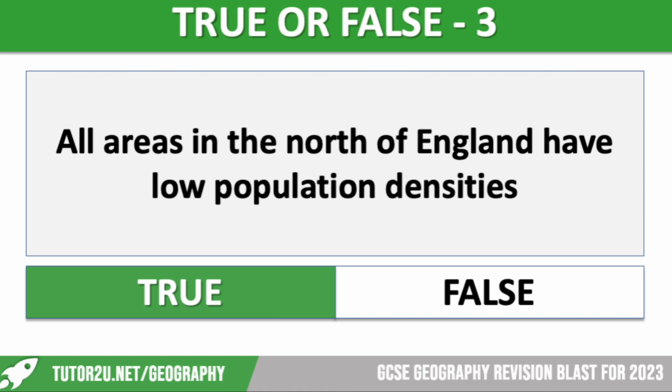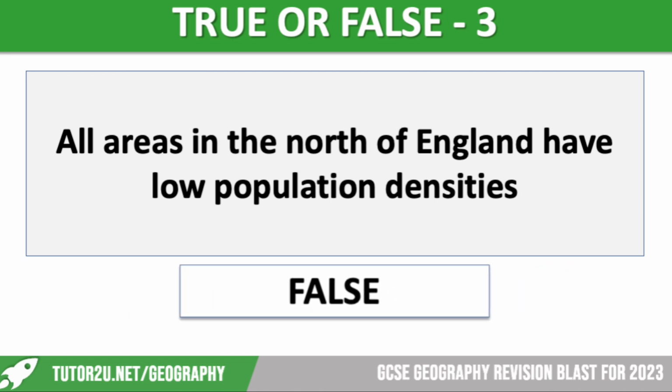Okay, let's have a look. It is false. So although generally we do have a higher population density overall in the southeast, there are lots of areas in the north of England where there are high population densities. So there are lots of large cities. We've got Manchester, we've got Newcastle, we've got Leeds, amongst many up in the north.